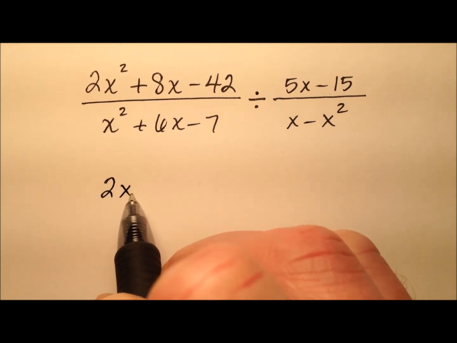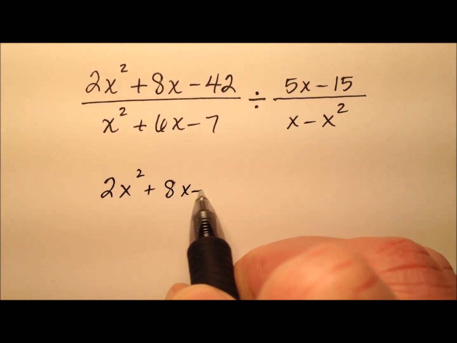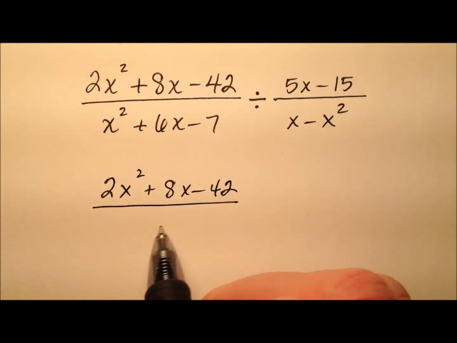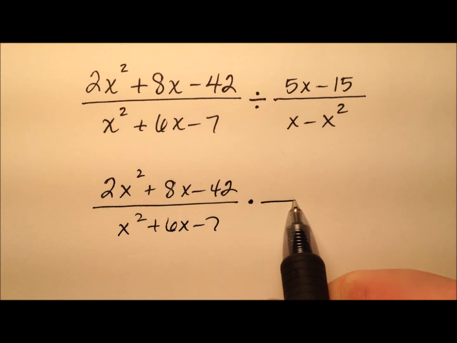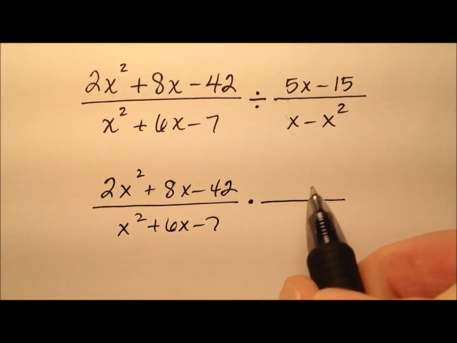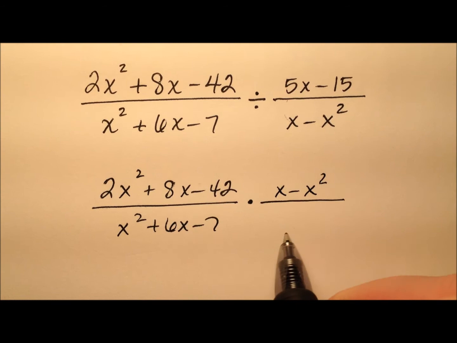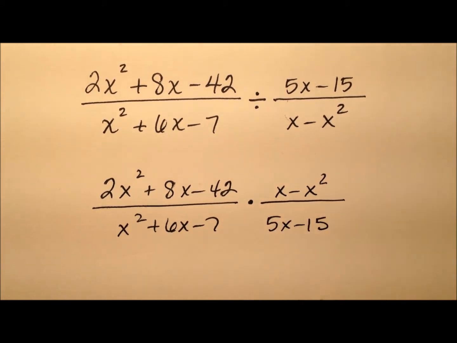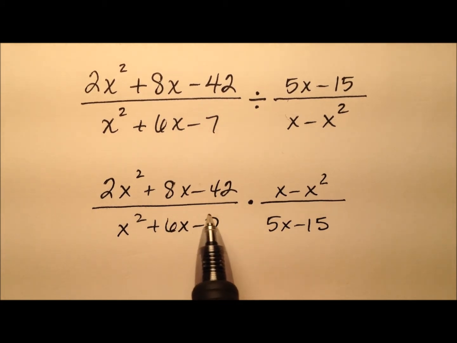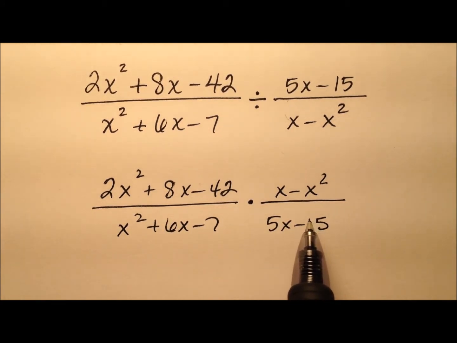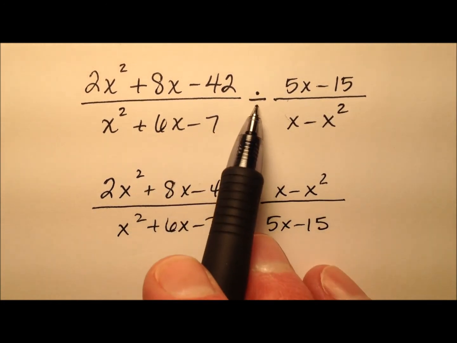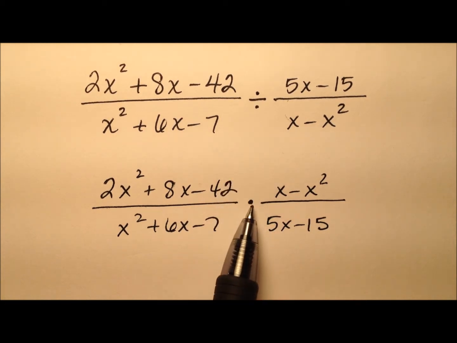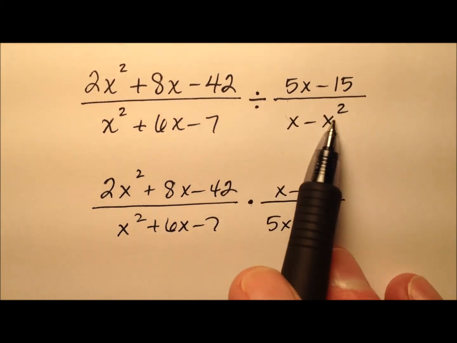So I'm going to copy down the first one. And then I'm going to put a multiplication symbol, since I'm multiplying, and then I'm going to take the reciprocal of the second fraction, or the second rational expression. A mnemonic device that sometimes students use is copy, flip. It is also valid for rational expressions as well. Copy the first one down, put multiplication, because division of fractions turns into multiplication, and then take the reciprocal of the second expression.